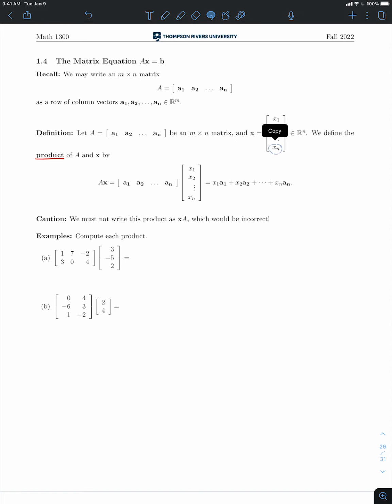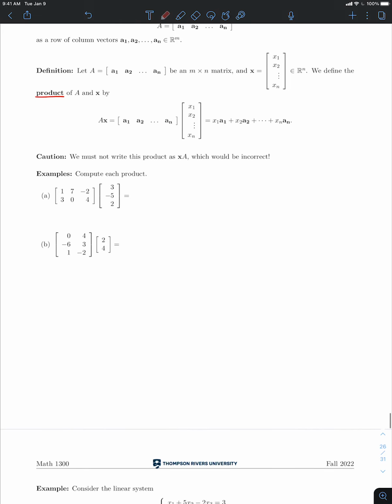But in that case, this is how you multiply a matrix A by a vector X. And anyways, you keep on going till the very last product where you have xn multiplied by an. So you're taking the last coordinate of the vector X and you're multiplying it as a scalar onto the column vector an. Okay, so that's the formal definition. Let's look at a couple of examples. So here we have a 2 by 3 matrix A, and we're multiplying it by a 3 by 1 vector X.